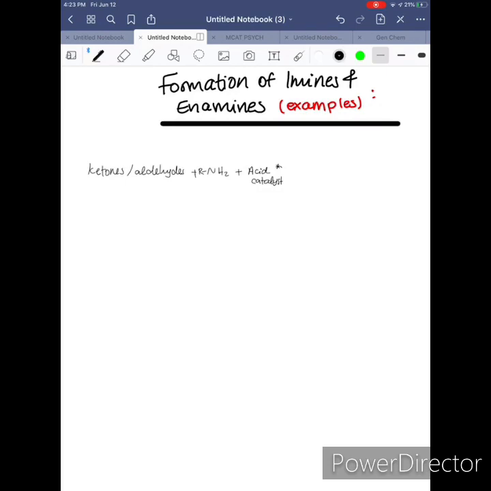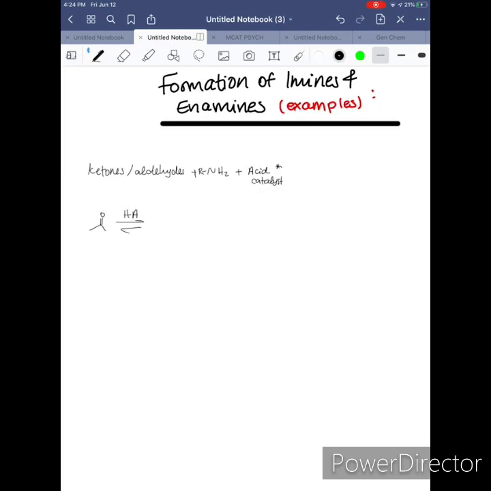So I'm going to put a little asterisk on this to show you guys that maybe the acid catalyst can be used at the beginning or it can be used later on in the reaction mechanism. So let's go ahead and start with the first case where you actually use it in the beginning. So I'm going to use a ketone to start.